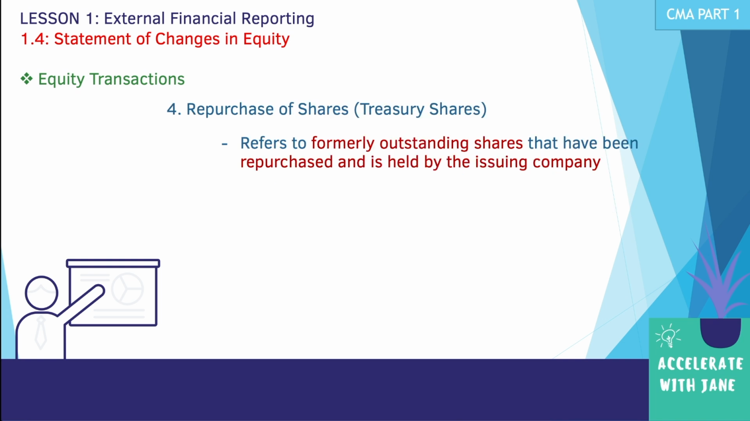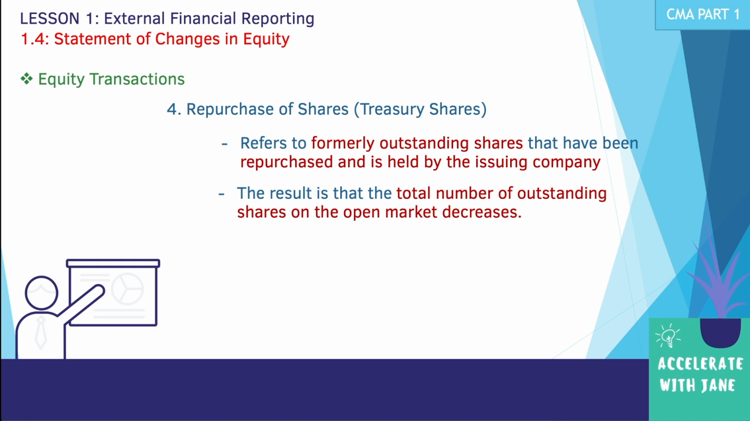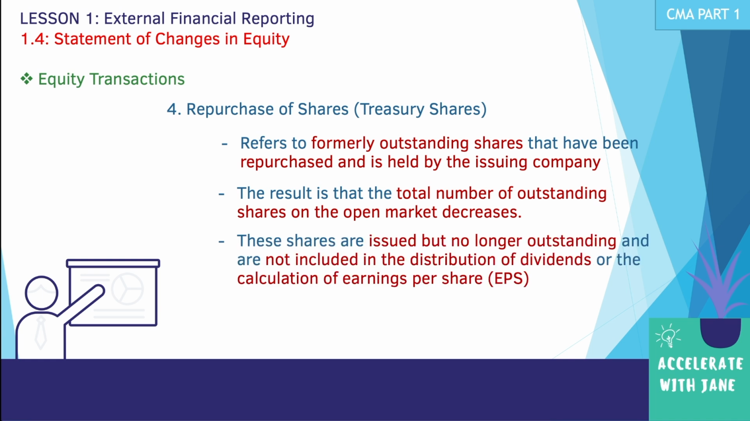So repurchase of shares or treasury shares, as mentioned earlier, refers to formerly outstanding shares that have been repurchased and are held by the issuing company. So shares which have been issued but reacquired are no longer part of the outstanding shares. As such, the total number of shares in the open market decreases. Also, these shares are issued but no longer outstanding, and therefore these shares are not included in the distribution of dividends or the calculations of the earnings per share.